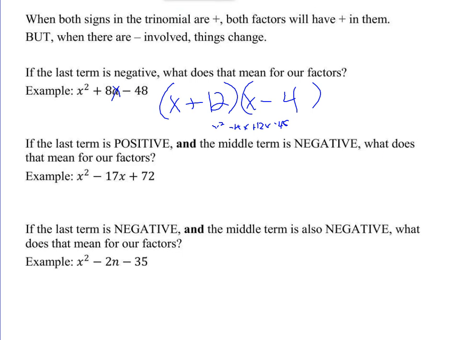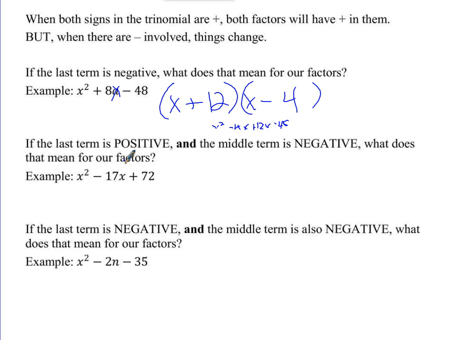The second pattern, if the last term is positive and at the same time the middle term is negative, what does that mean for my factors? No, I like the way you're thinking, but that's not the case here. So remember, we have to have two numbers that multiply to give me this number, right? How can that happen?